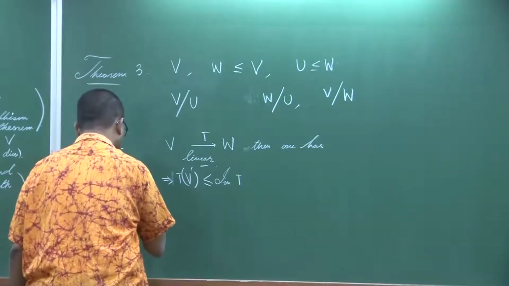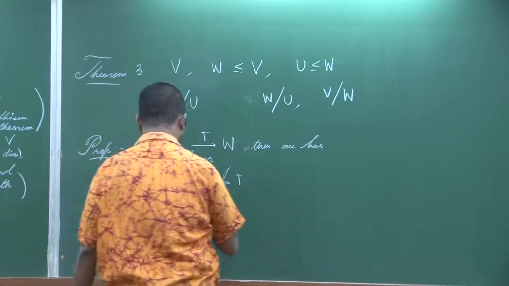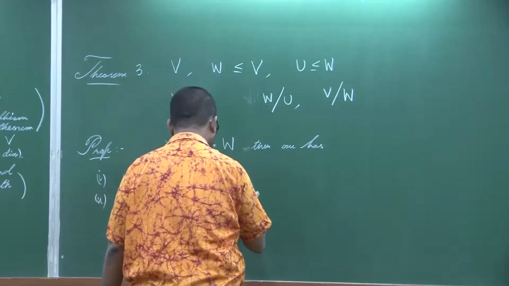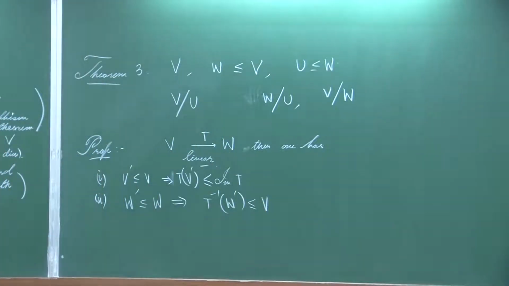Similarly, if W prime is a subspace of W, then T inverse of W prime is a subspace of V. Okay.